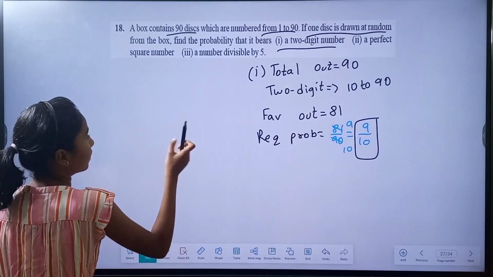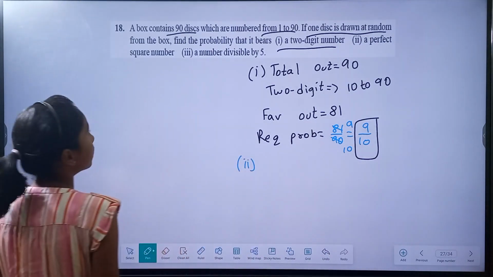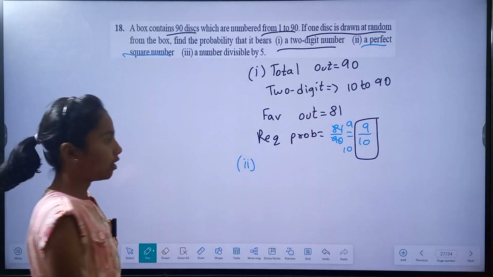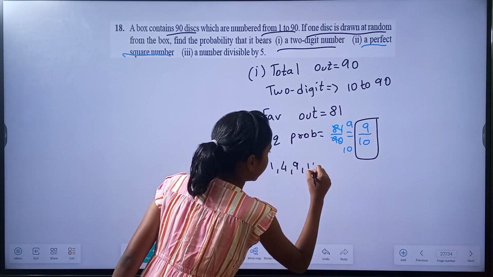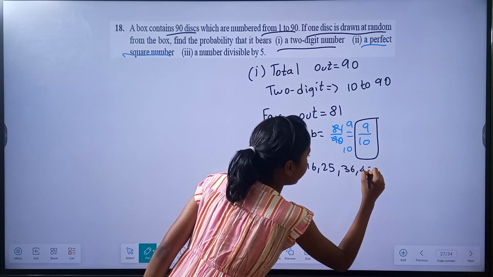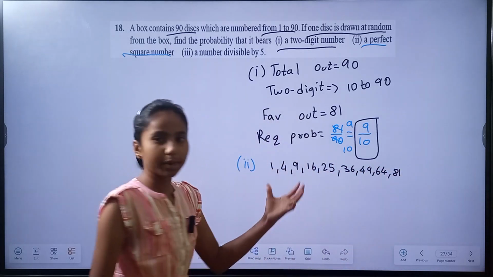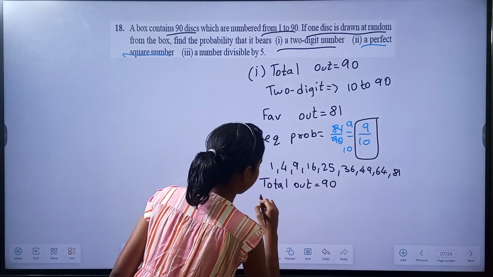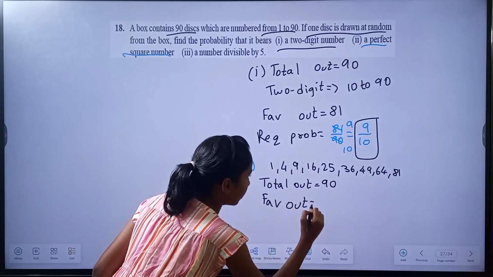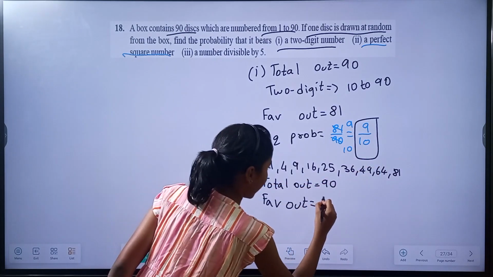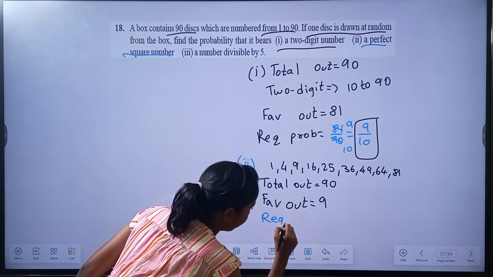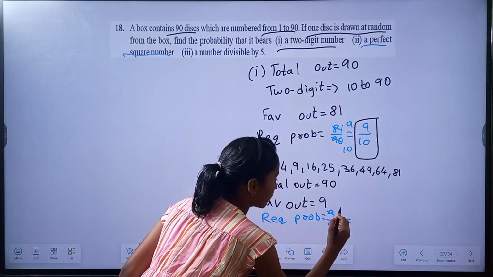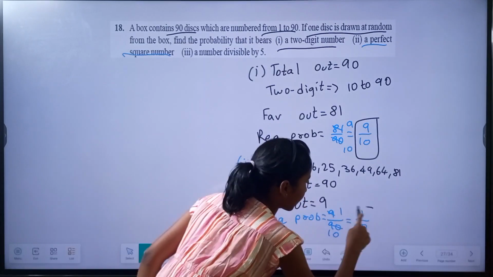And the second one: it is a perfect square number. From 1 to 90, the perfect squares are 1, 4, 9, 16, 25, 36, 49, 64, and 81. Total outcomes are 90, and the favorable outcomes are 9 numbers, 9 ways. So the required probability equals 9 by 90. By simplifying this, we have 1 by 10. This is the required probability.